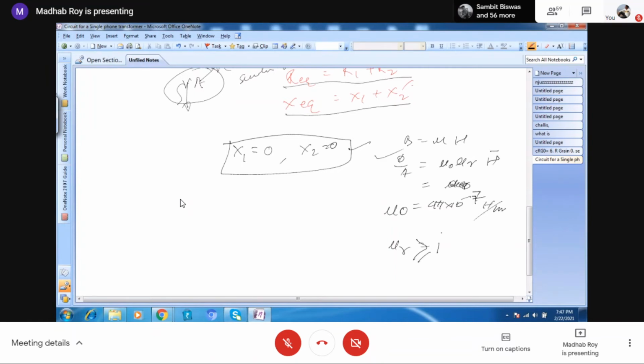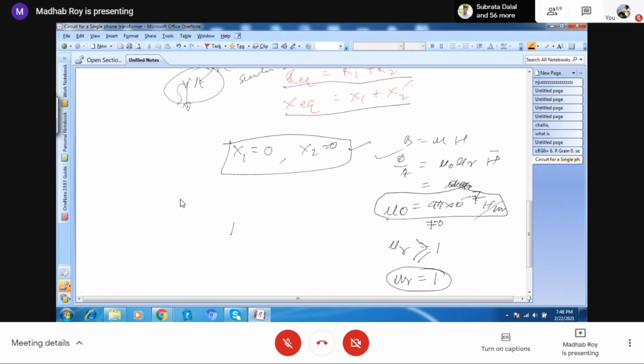Any response? So mu r will be 1 for air, no? Yeah, 1 point something is air. So air, conductor, etc. all will be conductor also even. So the minimum value mu r can take is equal to 1, okay. In that case, the value of this is actually not equal to 0, okay. This is some finite value, okay.